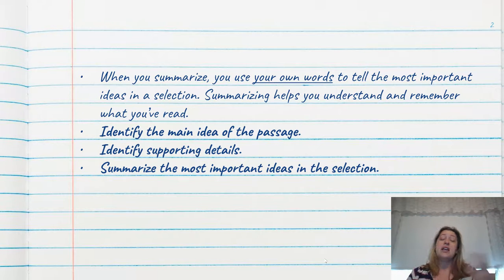Then finally, you're going to summarize the most important ideas of the entire selection. And that's when you're going to use your own words. For example, I read an article today about what kids can do in the summer to decrease their time on electronics. Some of the suggestions from the article include coloring pictures on the sidewalk with chalk. This is a fun way because it also brightens up your neighborhood.